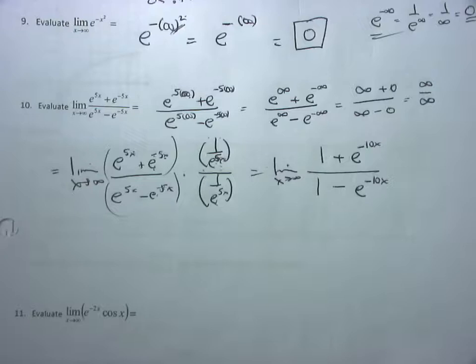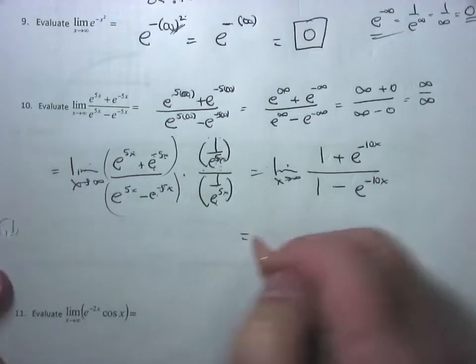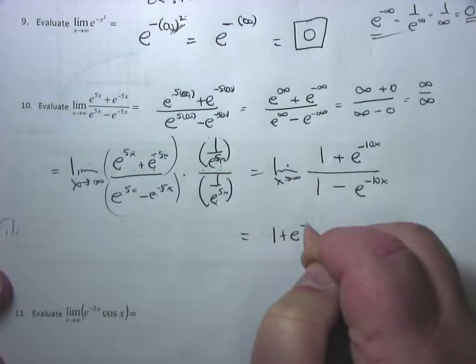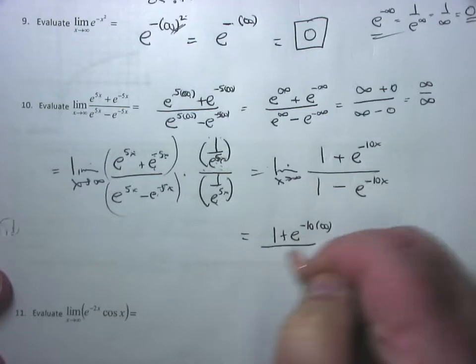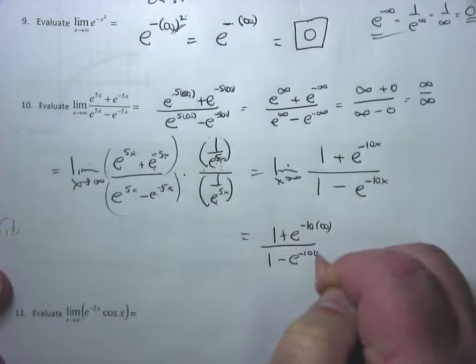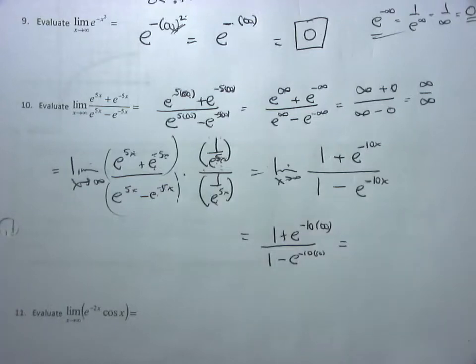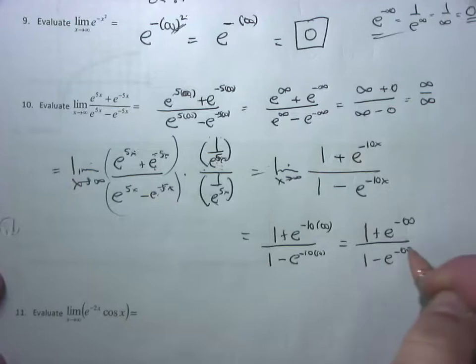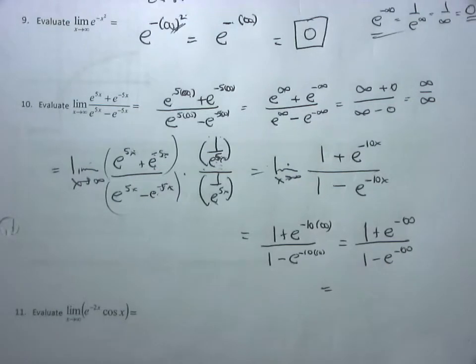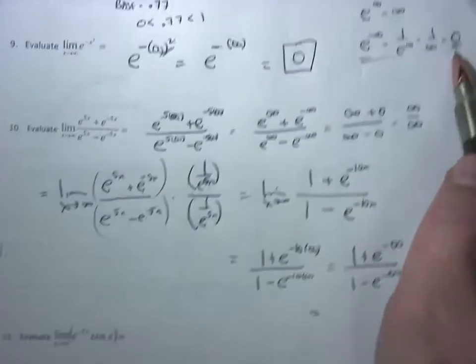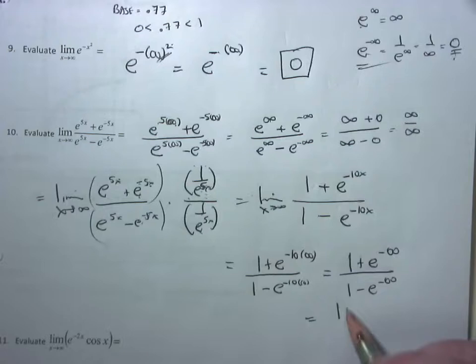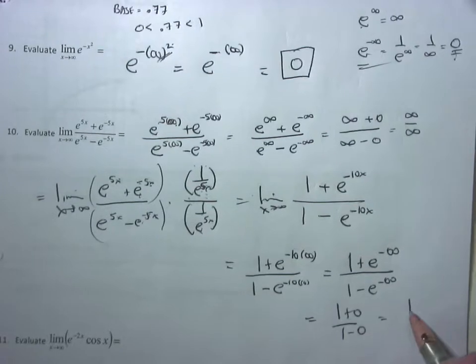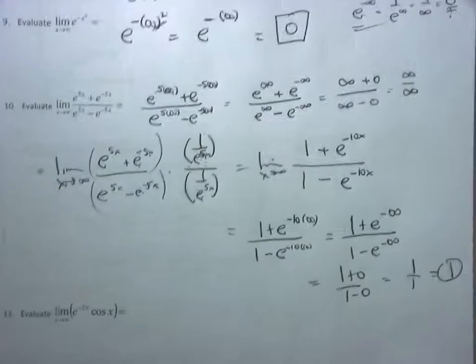Now, plug in your infinity. This is equal to 1 plus e to the negative 10 times infinity over 1 minus e to the negative 10 times infinity. What is negative 10 times infinity? Negative infinity. So this will be 1 plus e to the negative infinity divided by 1 minus e to the negative infinity. And there you go. What's e to the negative infinity equal to? Things we remember, what's it equal to? 0. So this will be 1 plus 0 over 1 minus 0. And pretty much 1 over 1. The answer is 1 to this problem. It's equal to 1.